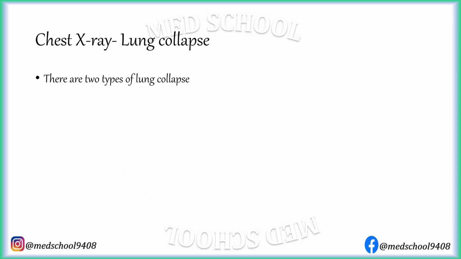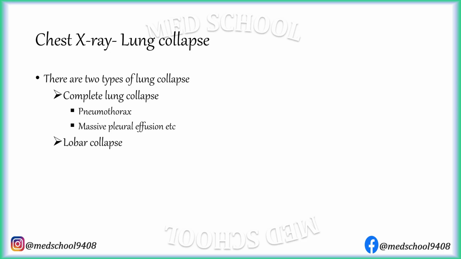There are two types of lung collapse. Complete lung collapse, which occurs in pneumothorax, massive pleural effusion, etc., and lobar collapse, which occurs in pleural effusion, tumors, and lobar bronchus obstruction, etc.